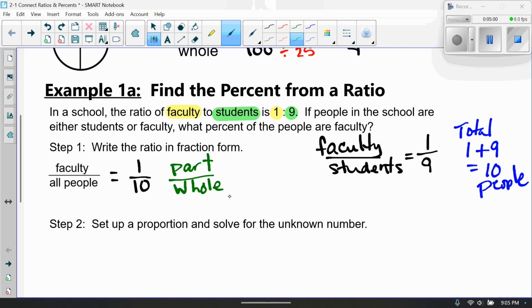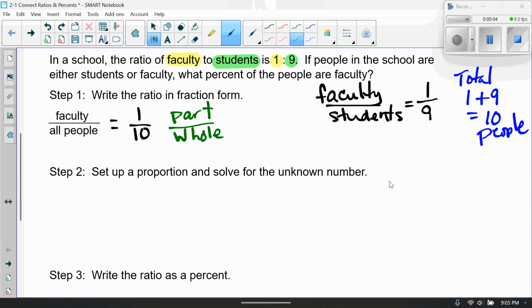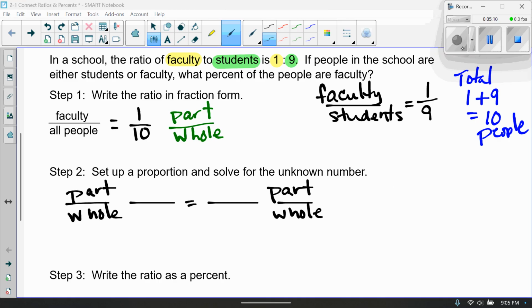Now, if we are setting up a proportion to find our percent, what we're going to do is part to whole is equal to part to whole. Now, the first part to whole that we're looking at is this ratio that we came up with up here. So that's faculty to people, because the whole thing is all the people. So we're going to put that in our first ratio, 1 to 10.